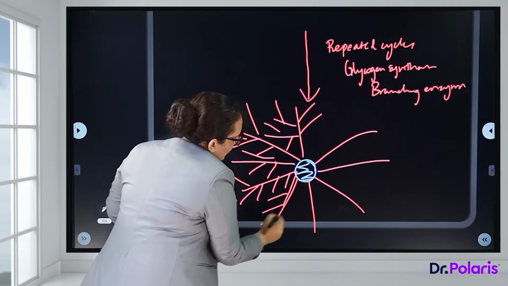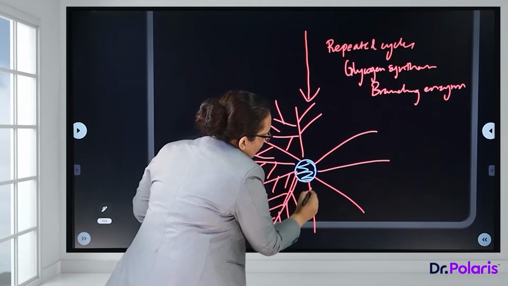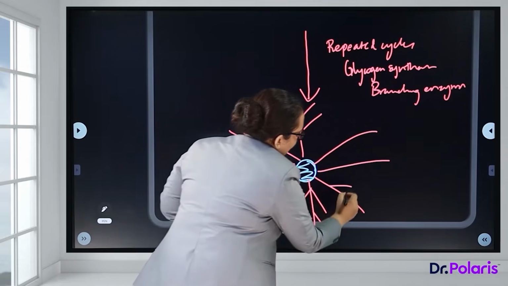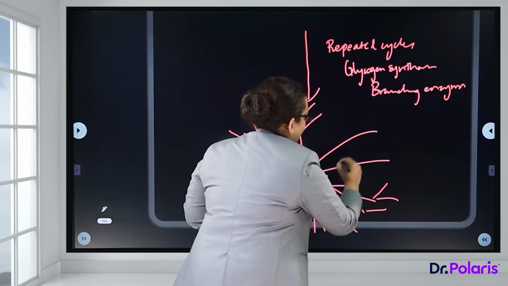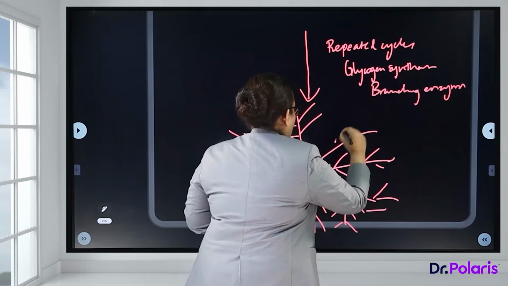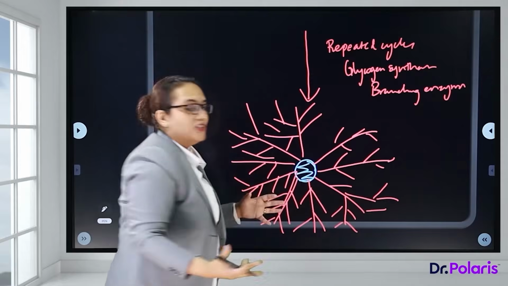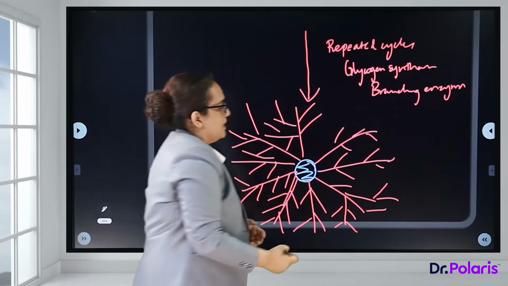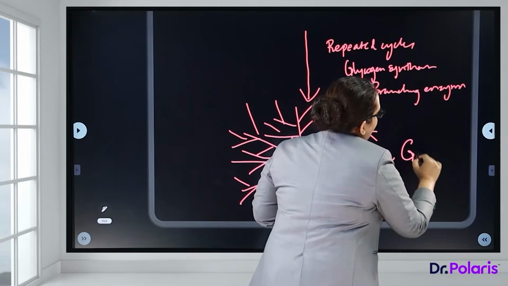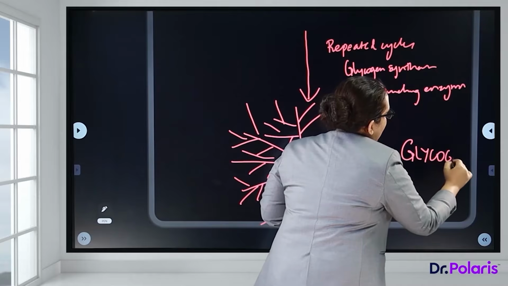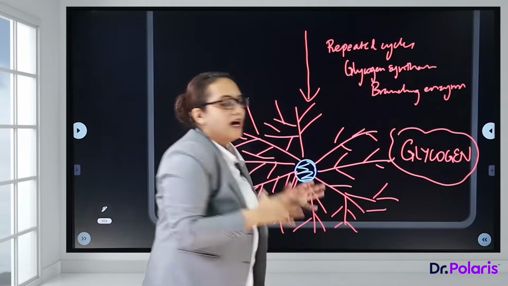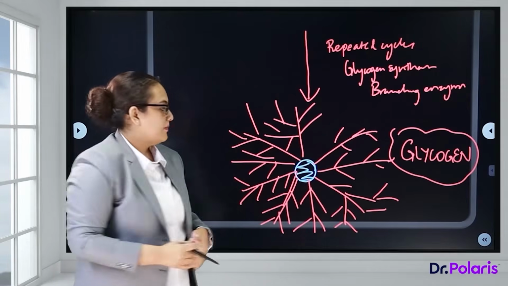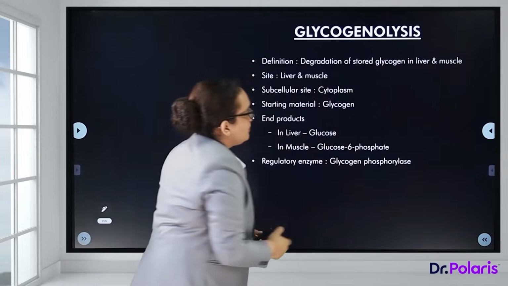More number of branch points makes the structure even more globular and more compact so that it can be stored within the liver or muscle. This compact, globular structure is known as glycogen, which is the storage form of glucose. So this is how glycogenesis occurs.